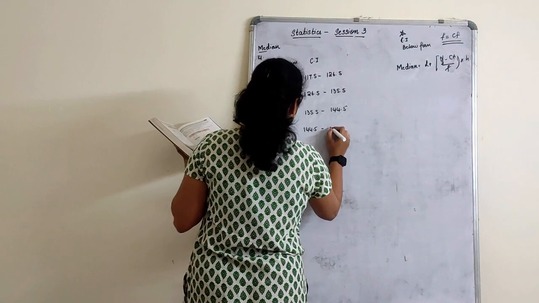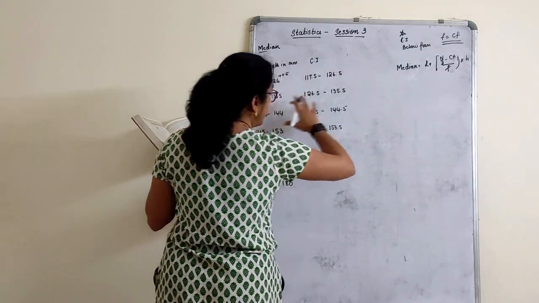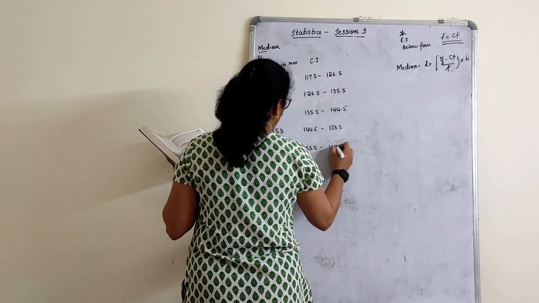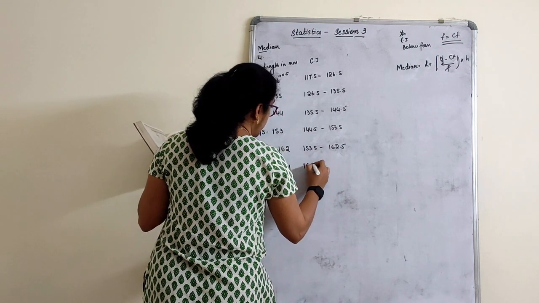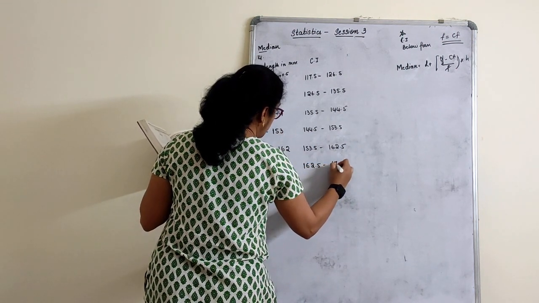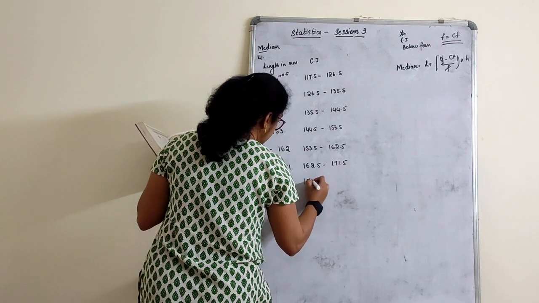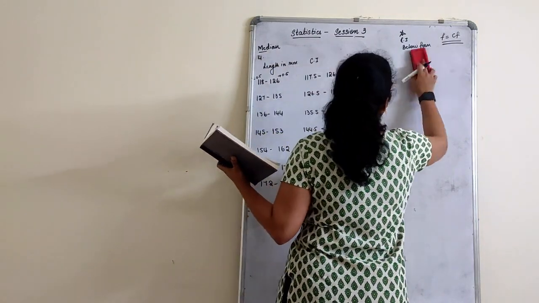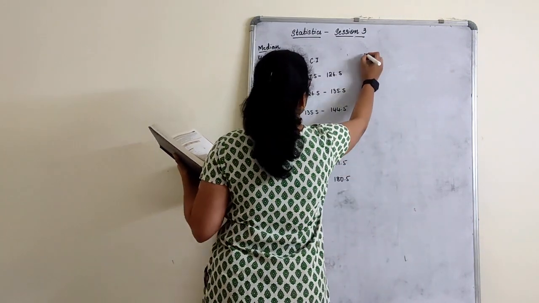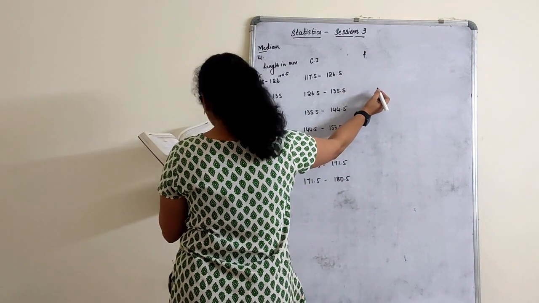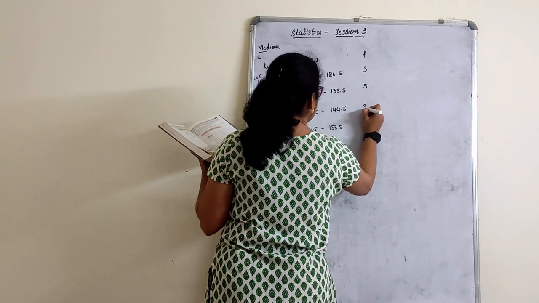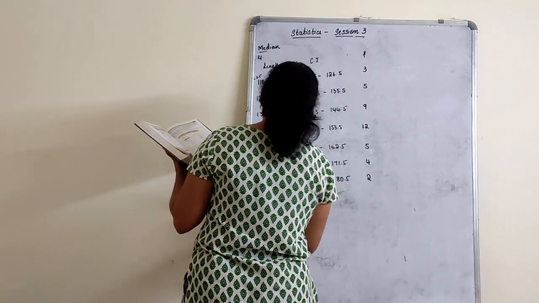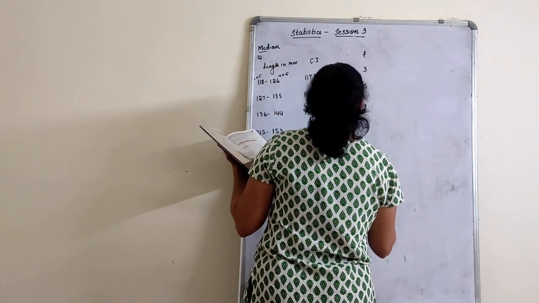144.5 to 153.5. Plan your table accordingly. 153.5 to 162.5. 162.5 to 171.5 and 171.5 to 180.5. Okay, I'll just erase this part. Frequencies you write as given, no change: 3, 5, 9, 12, 5, 4, 2. According to the tabular column, n is nothing but 40.